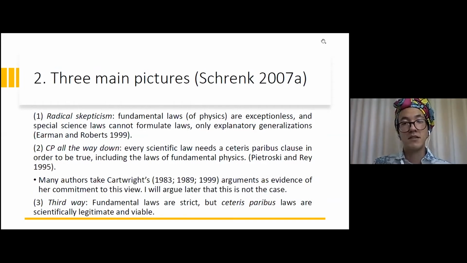Well, dealing with this problem and the issue of ceteris paribus laws in general, there are three main viewpoints we can assume in order to solve these problems. So, the first point of view is radical skepticism. According to this view, only the fundamental laws of physics deserve to be called laws, because only fundamental laws are exceptionless. And special sciences cannot formulate laws, only explanatory generalizations.